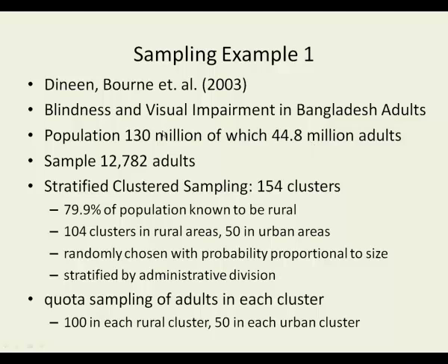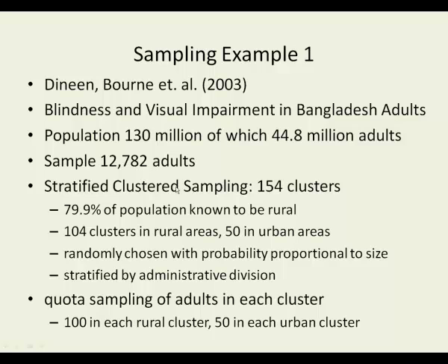In 2003, they're looking at blindness and visual impairment in Bangladeshi adults. So that's the point of interest. The population is about 130 million people, of which 44.8 million are adults. So here's the population they're interested in talking about. They want to say something about how many of these are blind or visually impaired and what's caused that. Now, to talk about 44.8 million adults, the sample was 12,782. So the sample is much smaller than the population, but quite a big sample, which is the important thing.